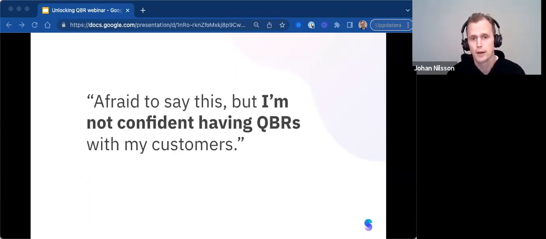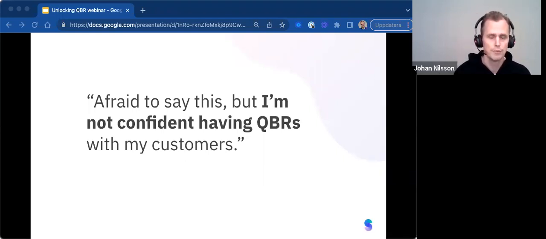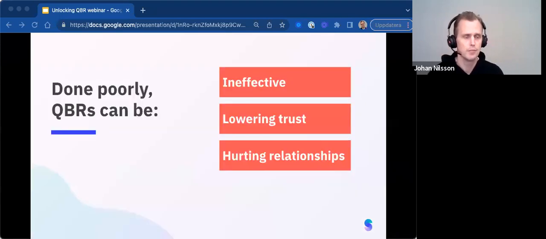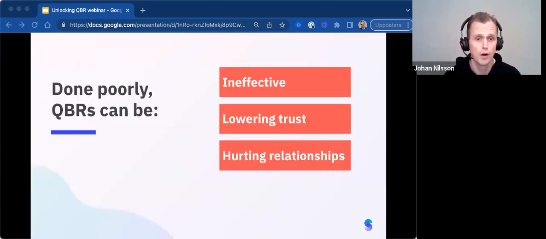This is something I don't think a lot of people talk about, but can be an underlying issue if you struggle with your business QBRs. I'm afraid to say this, but I'm not confident having QBRs with my customers. That's being very honest, of course, but I think this can be the case. So to summarize, done poorly, QBRs can be ineffective.